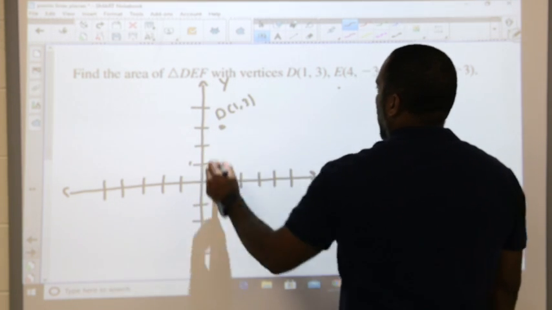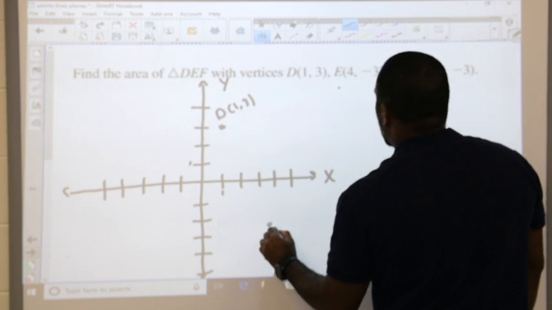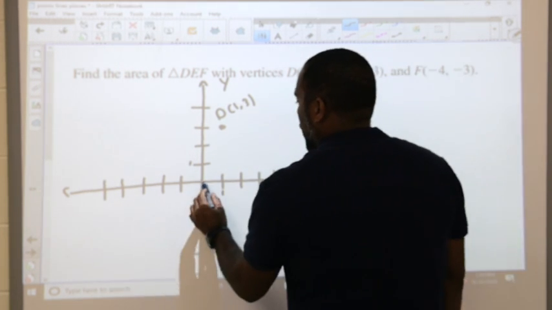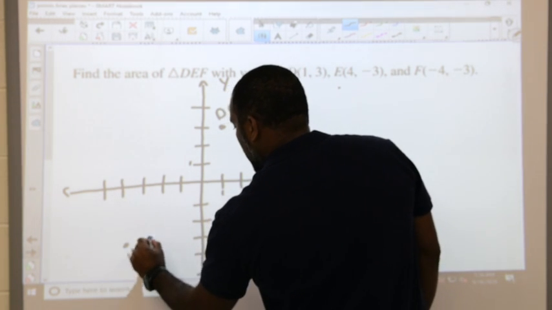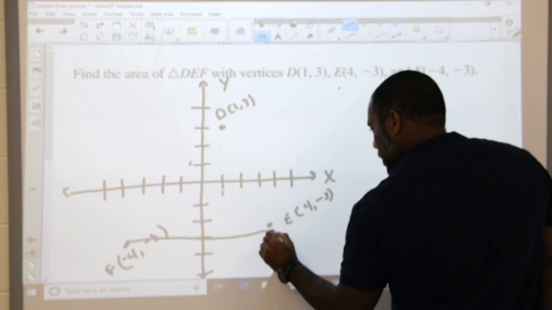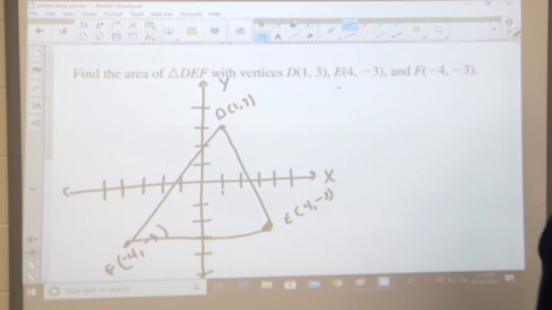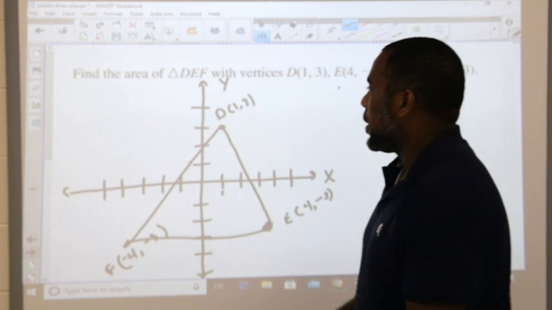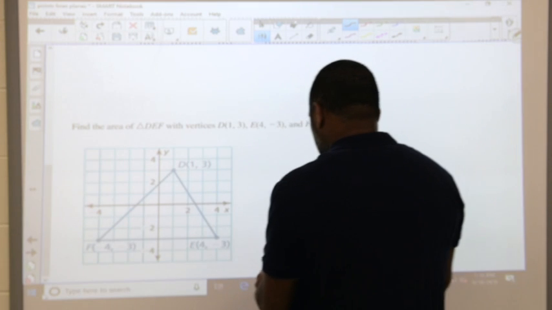E is at 4, comma, negative 3, so 1, 2, 3, 4, then 1, 2, 3. E is at 4, comma, negative 3. And then F is at negative 4, negative 3. 1, 2, 3, 4. 1, 2, 3. Lines up right across from here at 4, comma, negative 3, negative 4, comma, negative 3. Yes, and that is point F. So your graph should look something like this. Try to make it to the best of your ability, and for sake of argument, this is what mine looks like.